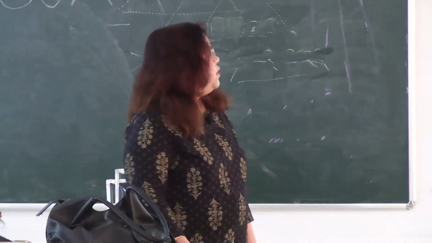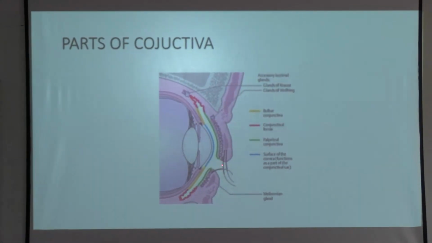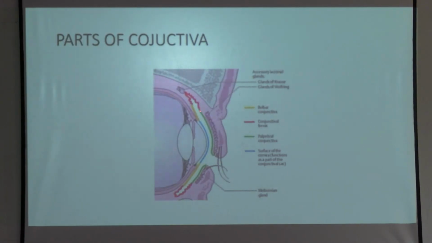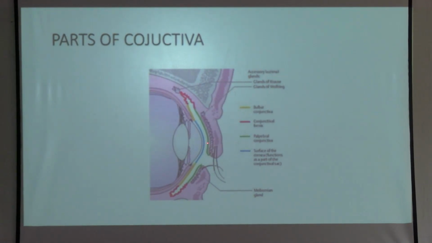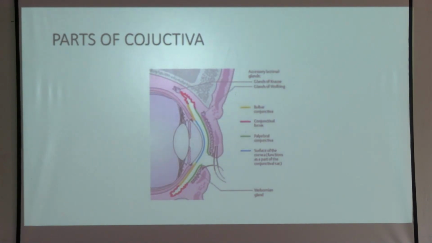part. So, from here to here, this is the under surface of the lid, and here in the lower lid up to this level. This green color is the palpebral conjunctiva. Palpebral conjunctiva is again divided into three parts, and from here to here is the marginal, and this one is the tarsal, and from here to here is the orbital part.